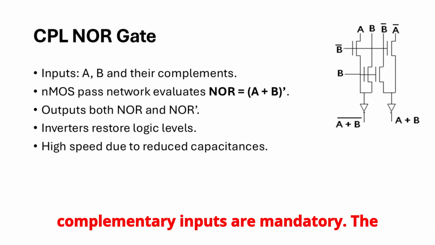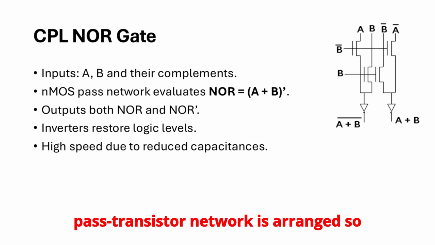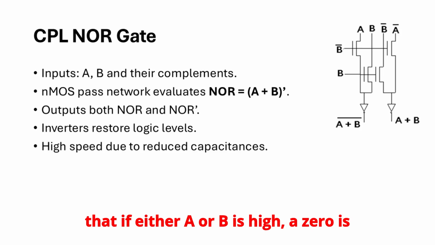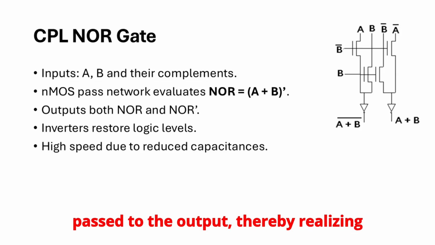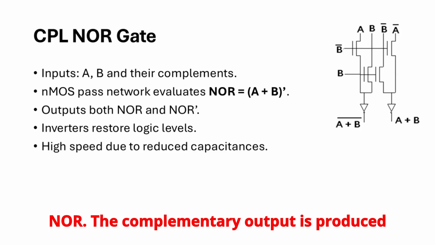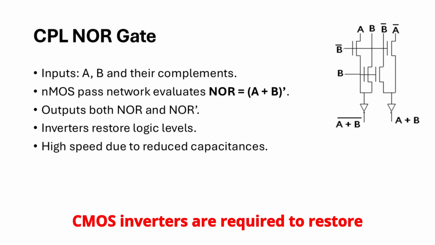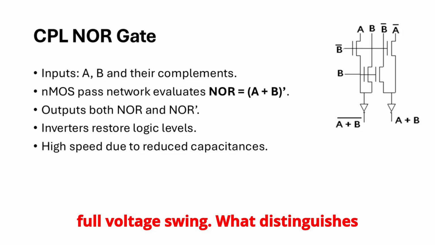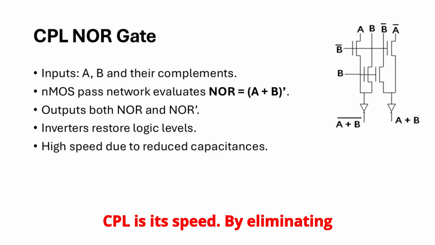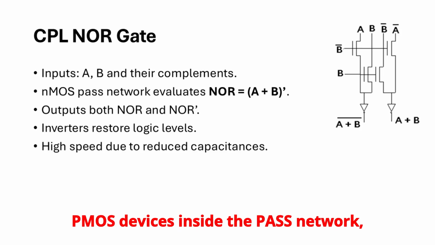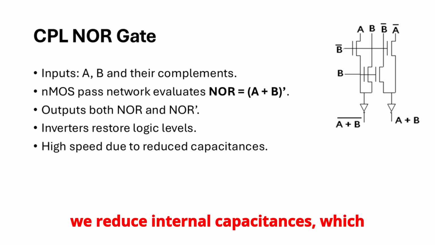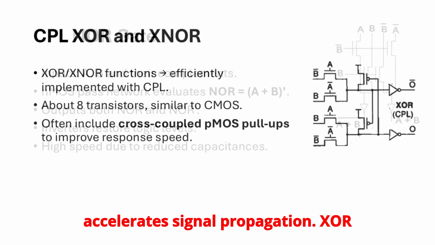Again, complementary inputs are mandatory. The pass-transistor network is arranged so that if either A or B is high, a 0 is passed to the output, thereby realizing NOR. The complementary output is produced at the same time. As with NAND, static CMOS inverters are required to restore full voltage swing. What distinguishes Corporal is its speed. By eliminating CMOS devices inside the pass network, we reduce internal capacitances, which accelerates signal propagation.